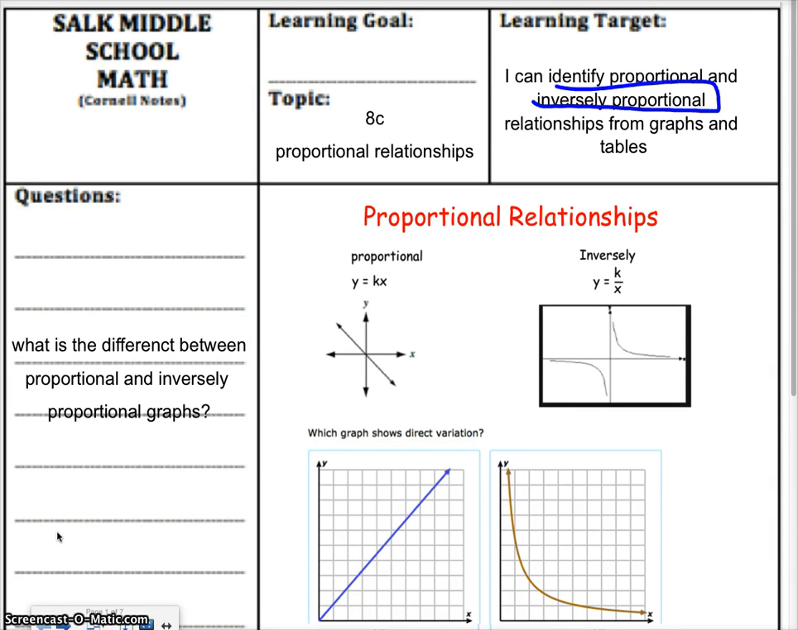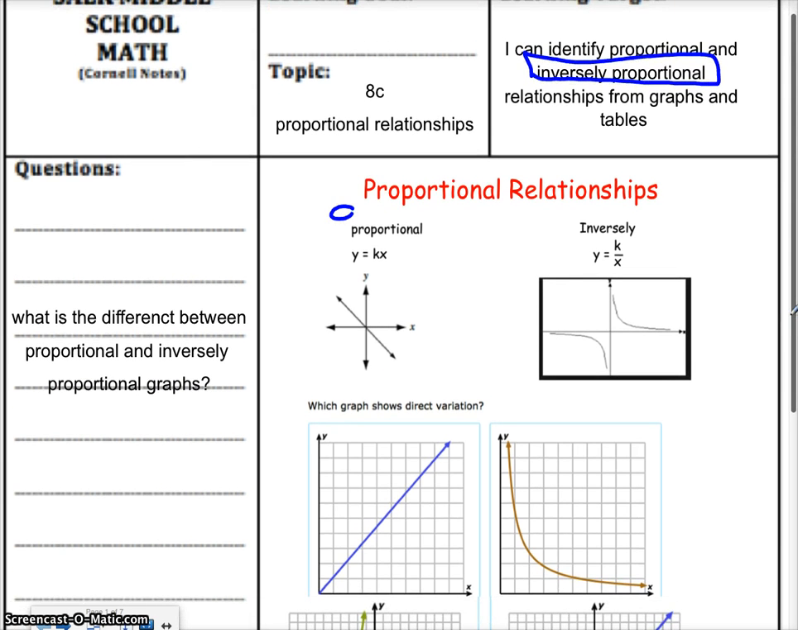Proportional relationship, so I want you to box off inversely. Box off inversely. You're going to be able to identify directly proportional and inversely proportional from a graph. That's your learning target. And a table. So from a graph and table, you're going to be able to identify if it's directly proportional or inversely proportional. Graphs are always easy. For directly proportional graphs, they always go through the center. So if I say which one is directly proportional, it's whatever goes through the center.